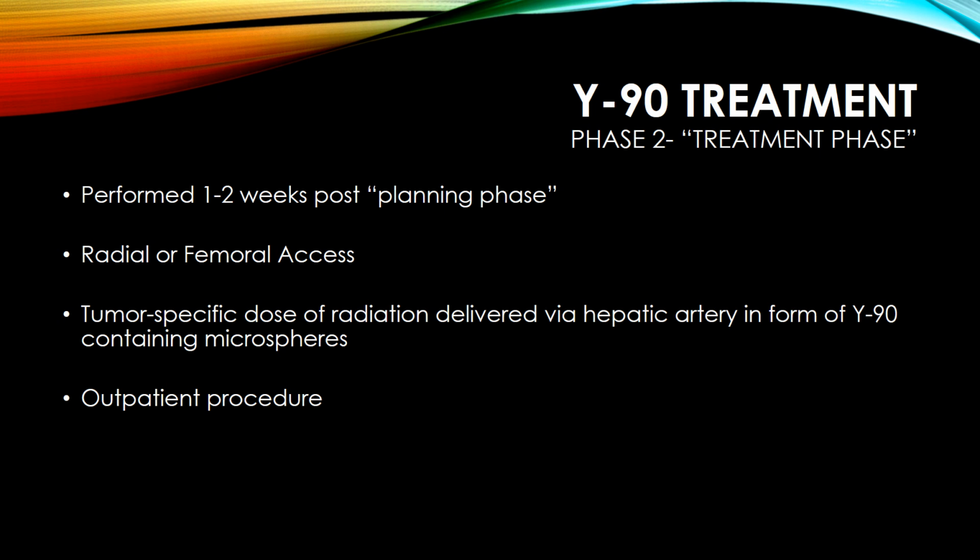When all goes well in that planning or mapping phase, we proceed to phase 2, the treatment phase, about a week or two after we've done the planning phase. Again, we get radial or femoral access, and this time a tumor-specific dose of radiation is delivered via the hepatic artery in the form of Y90 microspheres. These have a 1 centimeter distribution, which means that those patients do not need to leave worried about being radioactive to those around them, as this is another outpatient procedure.